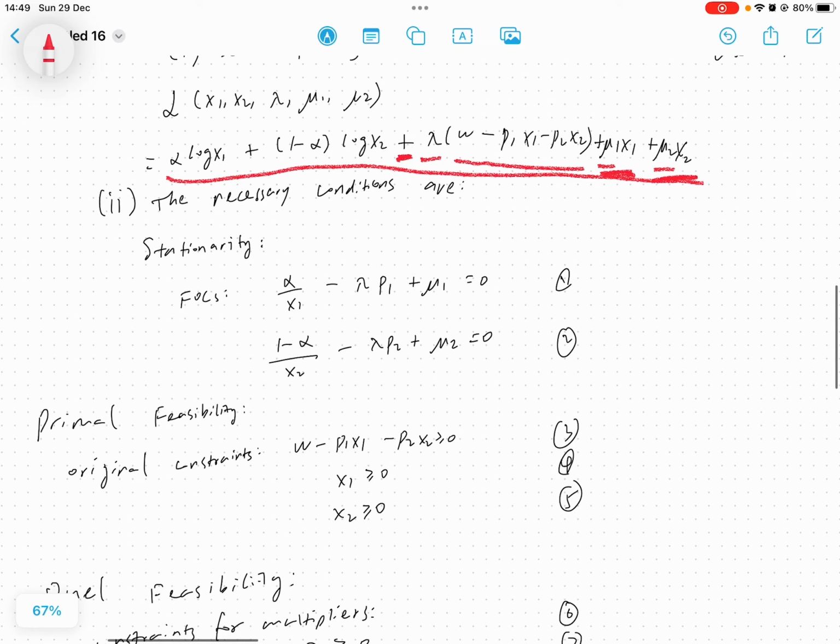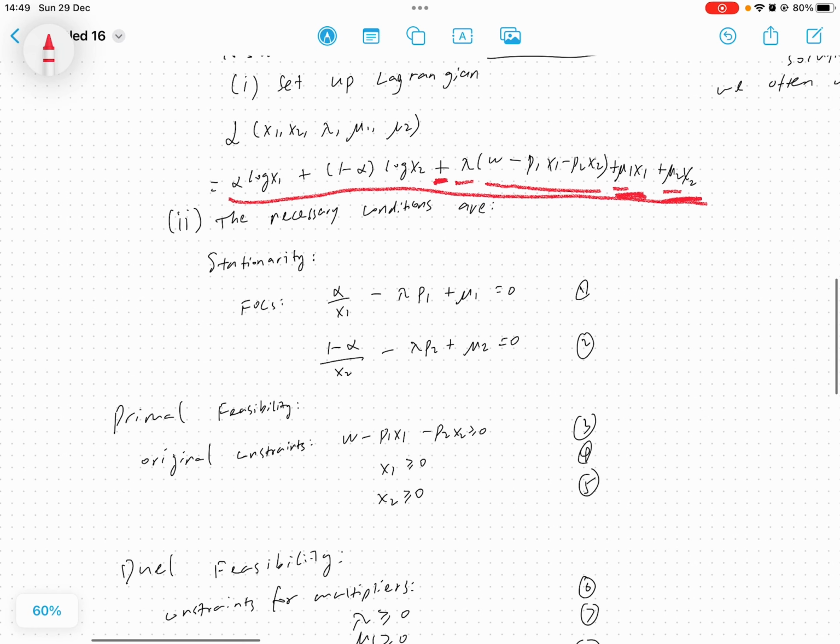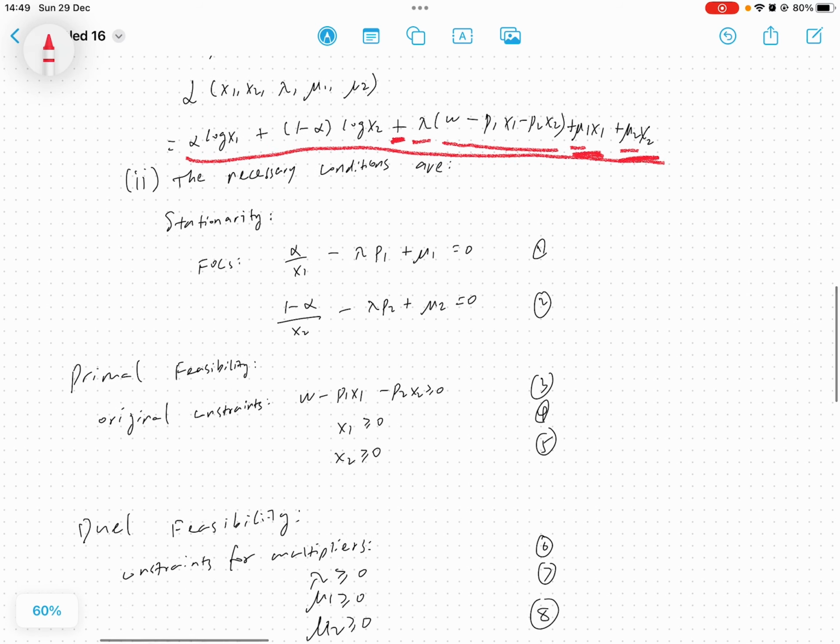Okay, and then we need to list all the necessary conditions. Those conditions include a wide range of conditions. The first set of conditions is called stationarity. Those are pretty straightforward, right? Don't think of it as too complicated, but those stationarity conditions are just the first order conditions.